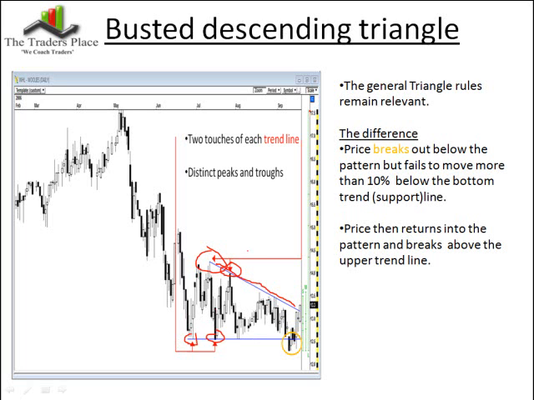The difference, though, from a normal triangle is this particular pattern broke through the lower support line, probably sent us short on the breakout, but it didn't go lower than 10% of the price from the breakout. It then pulled back into the triangle pattern and broke the upper boundary. We then consider it busted, and we would have exited the short.